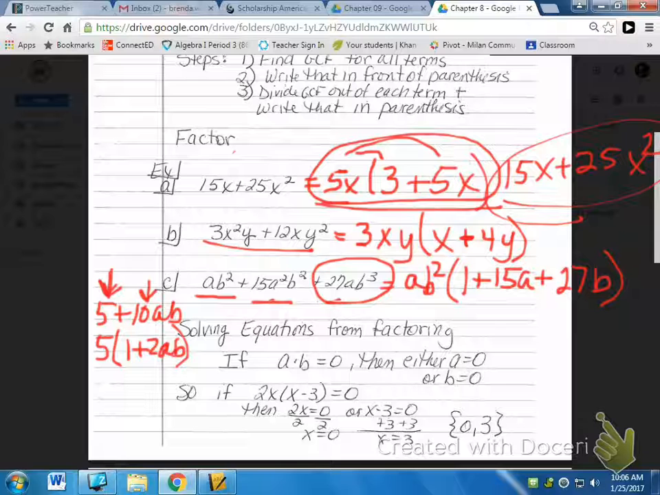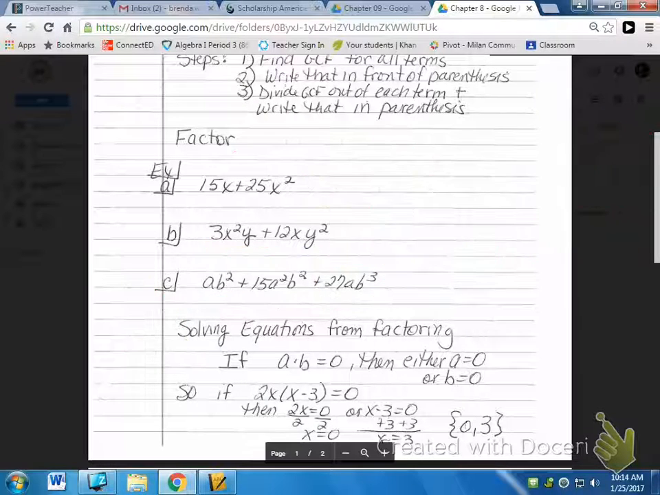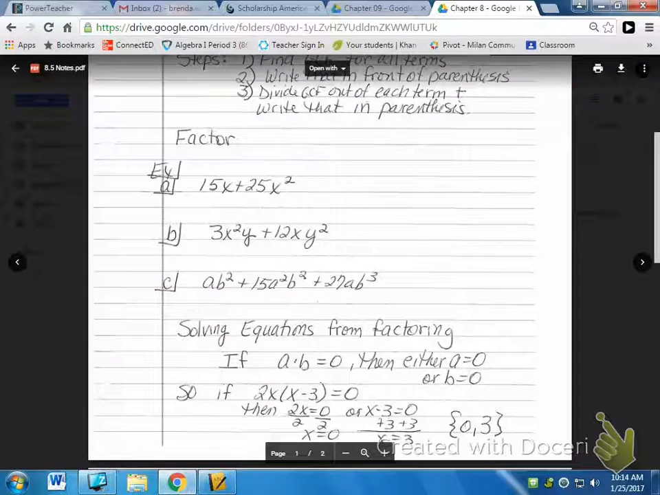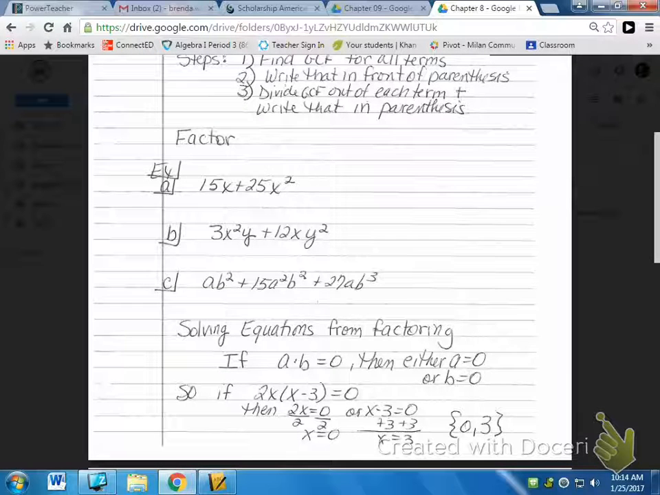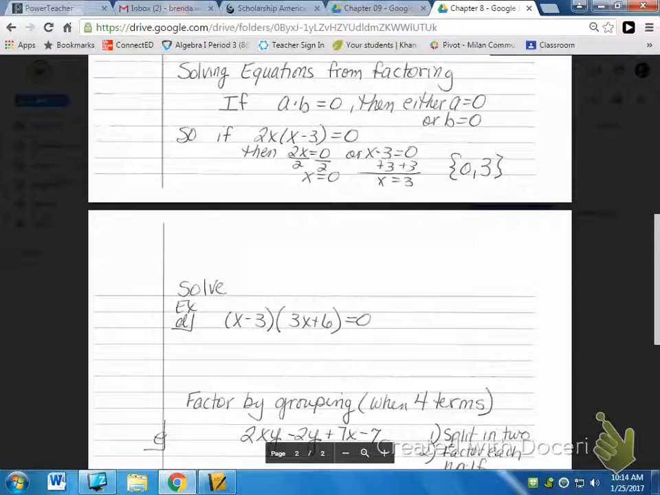Anybody else? All right, let's talk about solving equations now. So basically what we have here, the first 3 examples, there's no equal sign, so you're not solving for an amount. But once they start throwing equal signs in there, that's when you have to start solving for problems. Okay, so let's check this out.